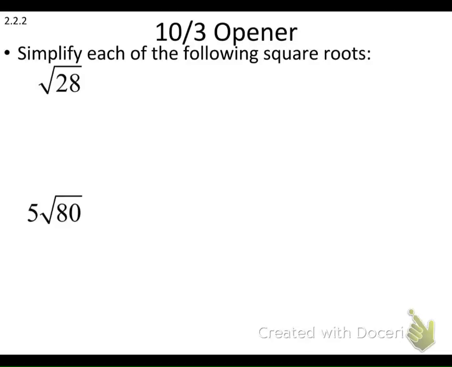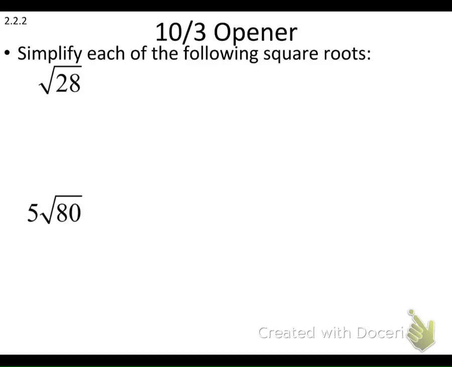So according to your notes, your first step says factor the radicand. There's two parts to step 1. So the first part of that, we're going to factor the radicand. Now, if you remember, the radicand is the number inside of your square root sign. So the number inside of our square root sign is called the radicand. We're going to factor that.